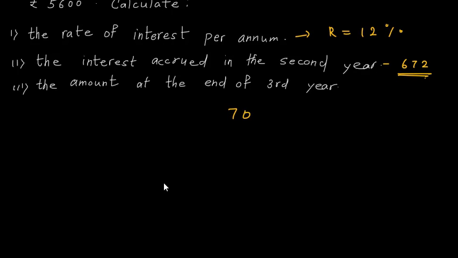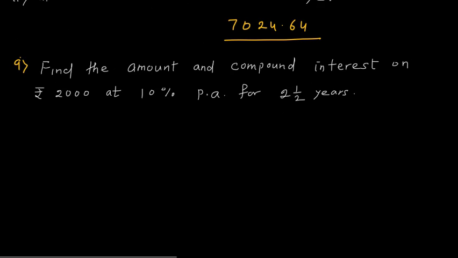7024.64. This is the amount at the end of third year. Now the ninth problem is: find the amount and compound interest on rupees 2000 at 10% per annum for 2.5 years. We have to find amount as well as compound interest.